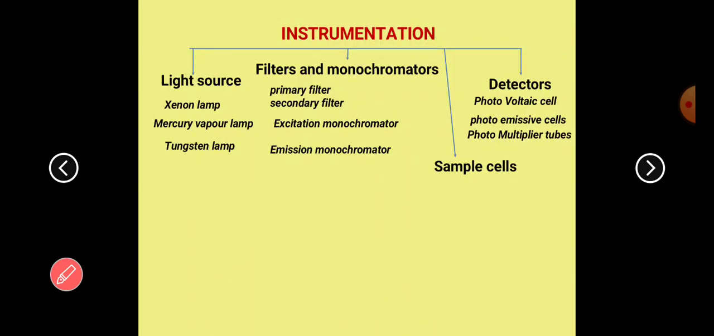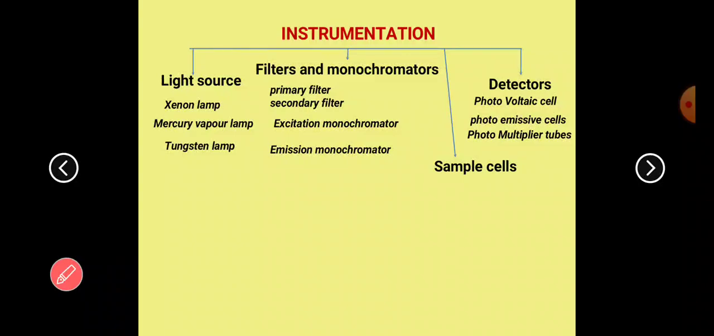Let us study about the instrumentation in fluorimetry. Instrumentation contains the components: light source, filters and monochromators, sample cells, detectors. Light sources used in fluorimetry are xenon lamp, mercury vapor lamp, tungsten lamp. Filters and monochromators. In fluorimetry, primary filter, secondary filter, excitation monochromator and emission monochromator are used. Detectors. Detectors are photovoltaic cell, photoemissive cells, photomultiplier tubes.